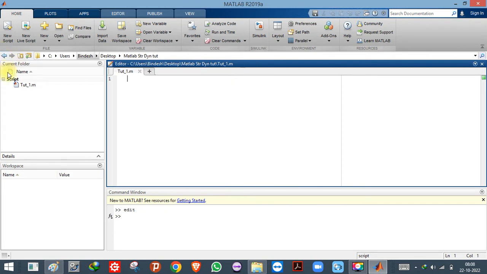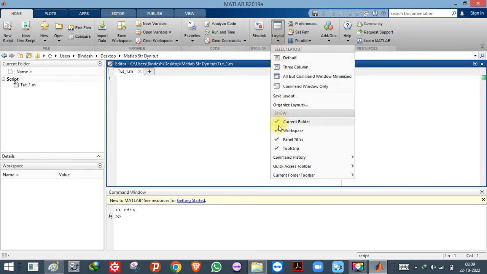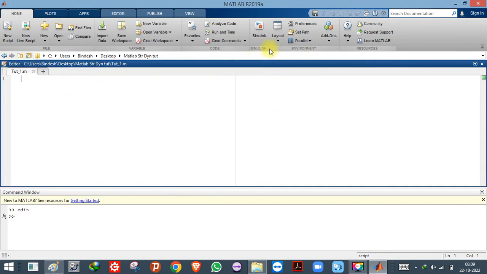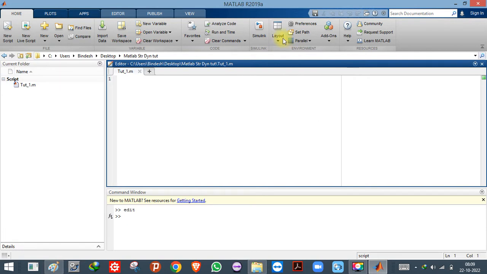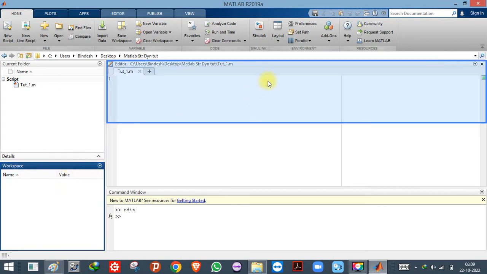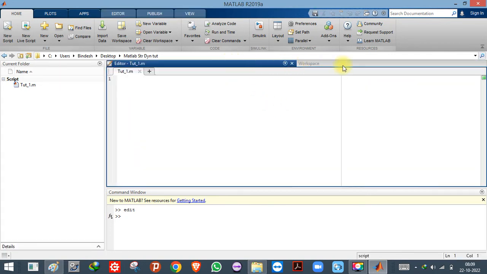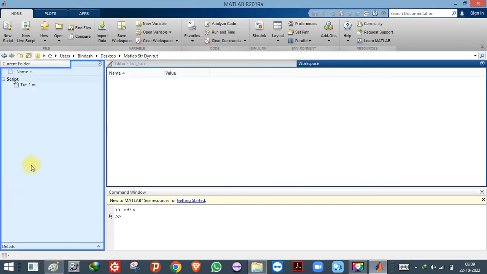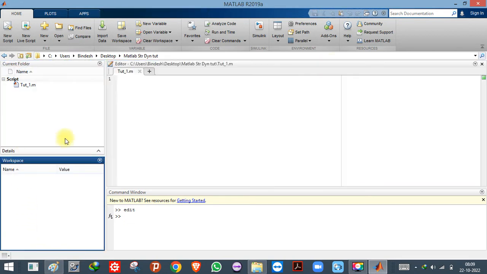Sometimes these things are not configured as shown on my PC. So you can go to layout and switch them on or off. See, if I switch off workspace, it is deleted. If I switch off current folder, it will be deleted. You may have a configuration like this, so you can switch on all those from here, and you can drag and drop anywhere. Let's say if you want your variables to be here, you can work like this. It doesn't matter, you can just drag and shift.